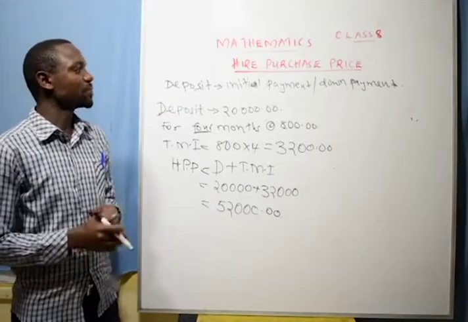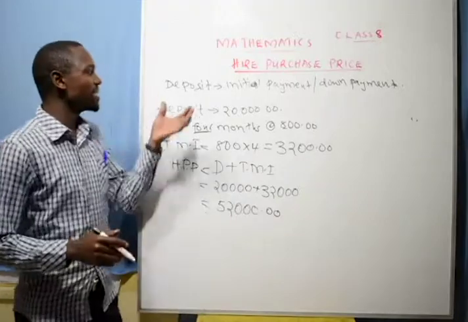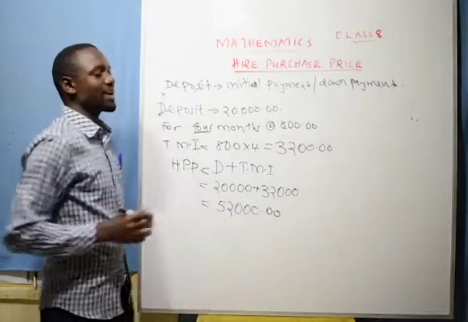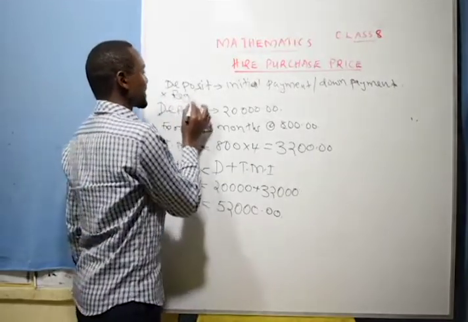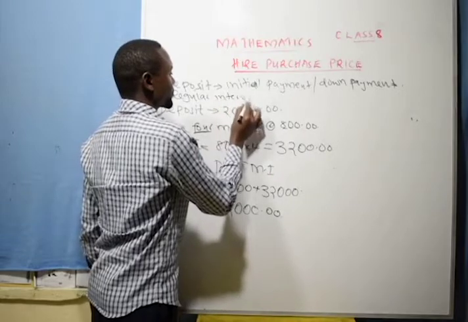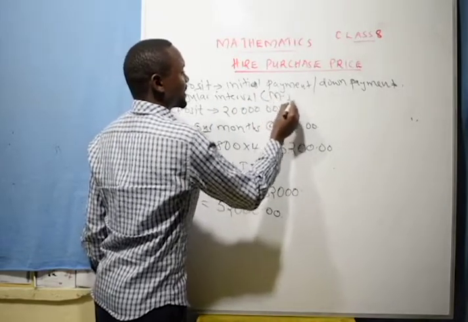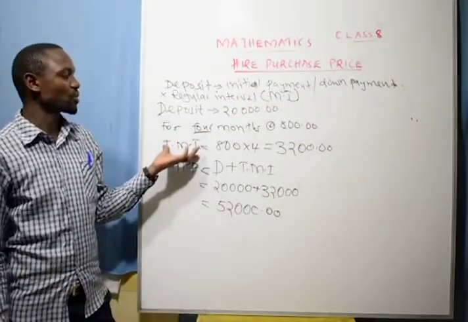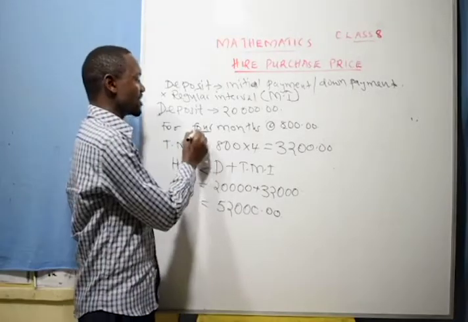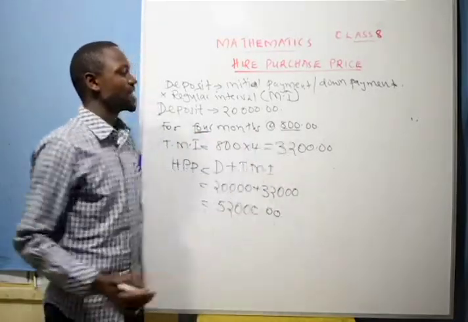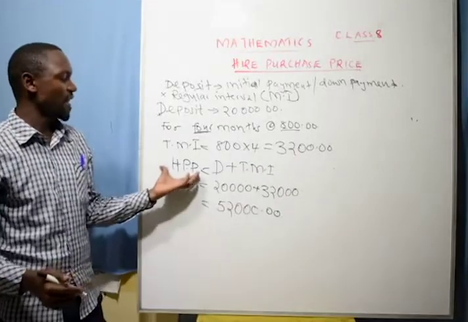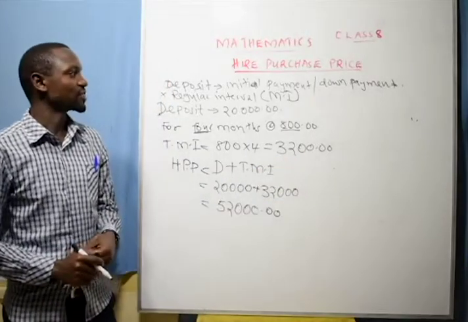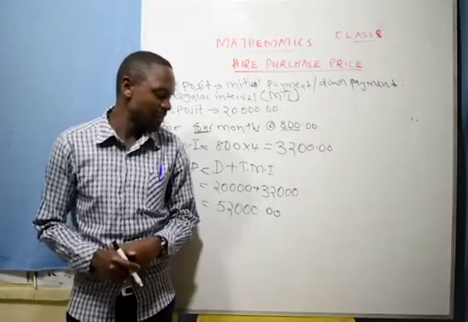So I said the hire purchase price is whereby you buy an item by paying a deposit, which is the initial payment or the down payment, plus the remaining amount of money paid at regular intervals, which are called the monthly installments. That means the amount of money is paid per month. To get the total monthly installments, you calculate the number of months times the amount that is paid per month. Therefore, your hire purchase price will be the deposit paid plus the total monthly installments. That is how you calculate the hire purchase price.